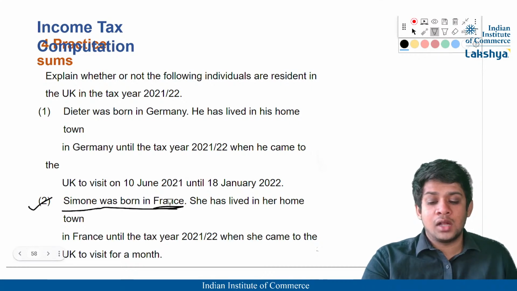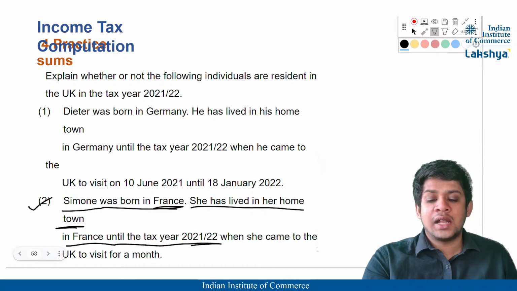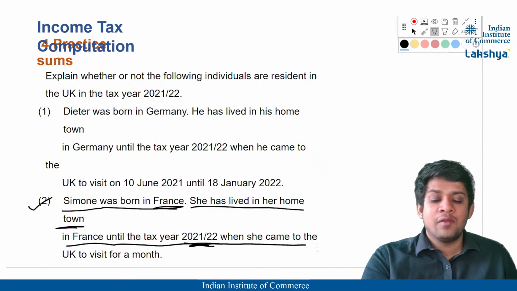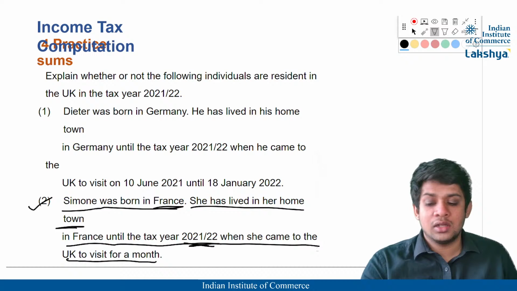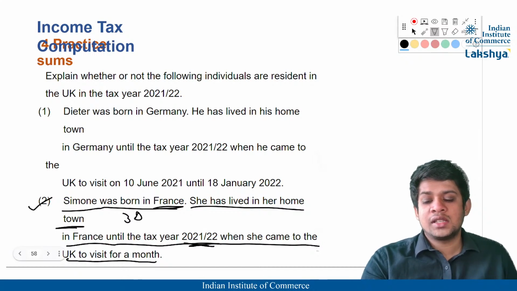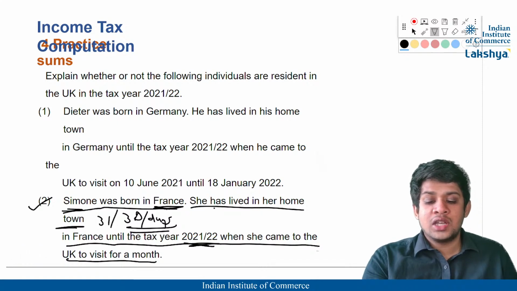Simone was born in France. She has lived in her hometown in France until the tax year 2021-22, when she came to UK to visit for a month. Okay. So this is the only situation. She has stayed in UK for 30 days, right? Or you could say 31 days. Now, Simone was born in France. She has lived in her hometown in France.